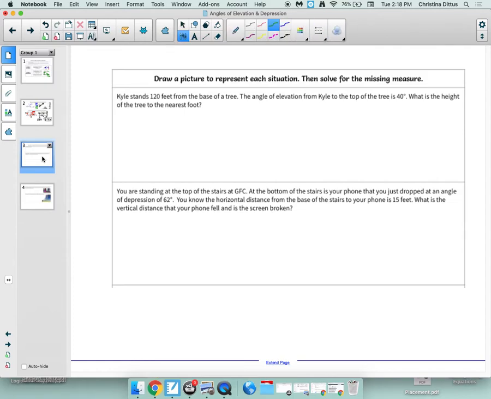It says Kyle stands 120 feet from the base of a tree. The angle of elevation from Kyle to the top of the tree is 40 degrees. What is the height of the tree to the nearest foot? If you want to draw a picture with pretty things, that's cool. Don't take too much time to do it. If you just want to draw a triangle, that's fine as well.